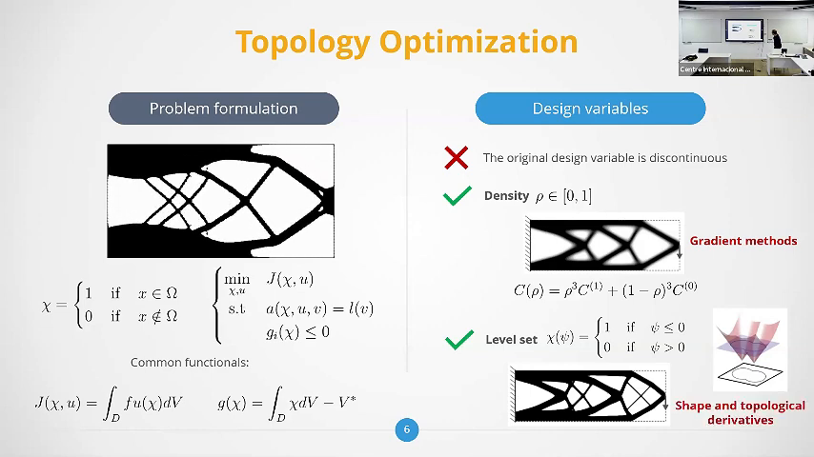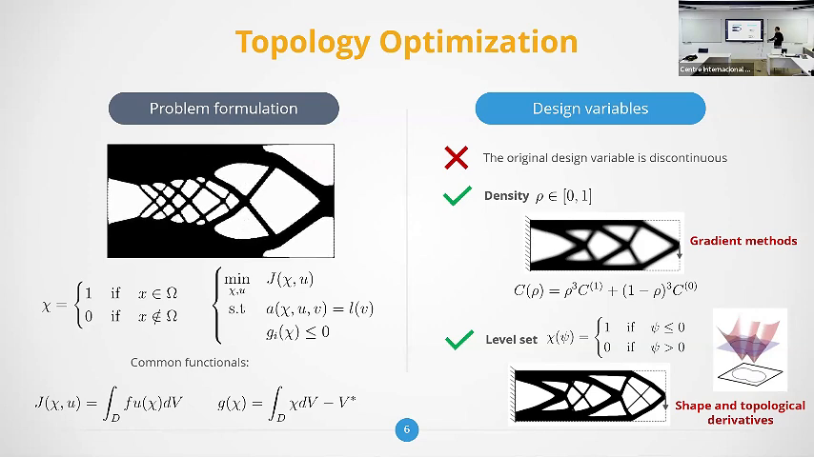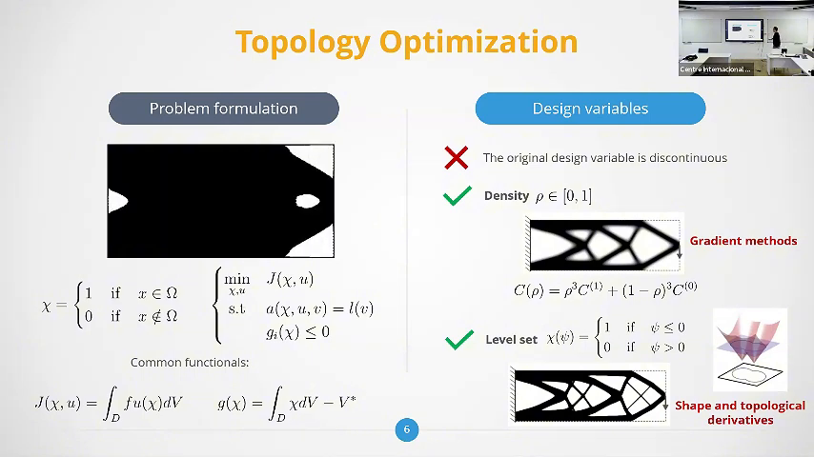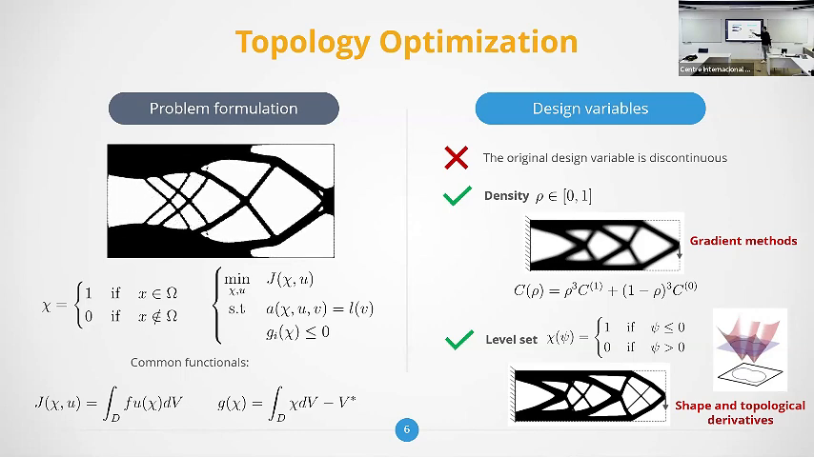And with level set, it's a bit more complicated. We find shape and topological derivatives as a way to update this level set function. In this presentation, I will focus mainly on topological derivatives for level set. So far, we have a problem with a PDE constraint, which is complex. Also, the objective function is non-linear, since it's a flexibility, it's a non-linear variable.